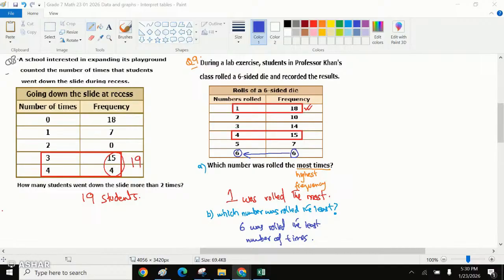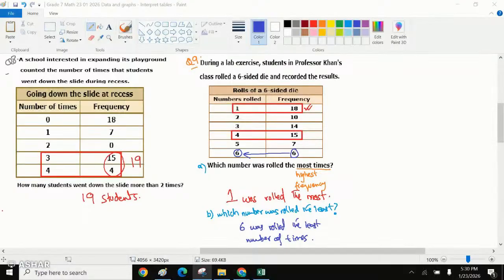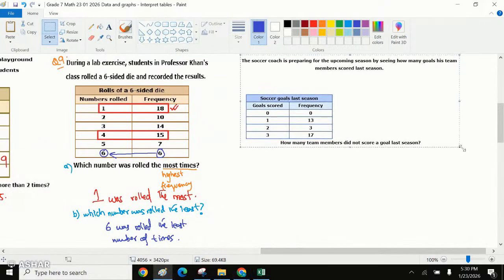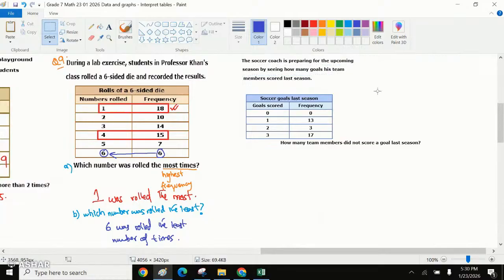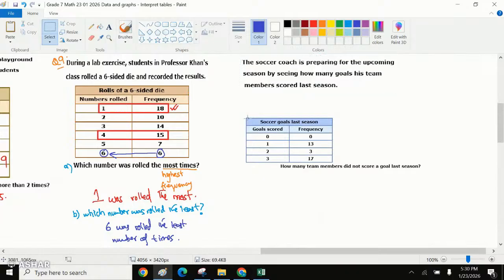Okay. Let's have a look at another question. The soccer coach is preparing for the upcoming season by seeing how many goals his team scored the last season. Let me copy this and realign so that it's easier to read.